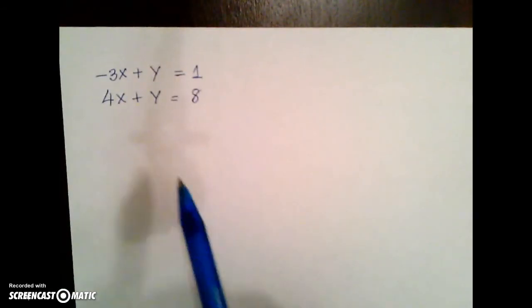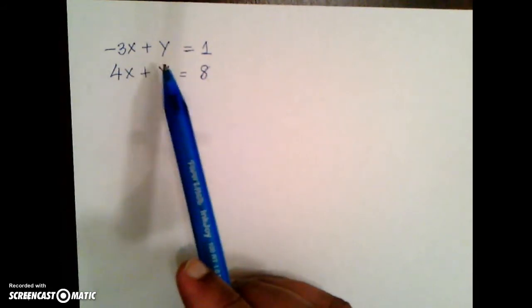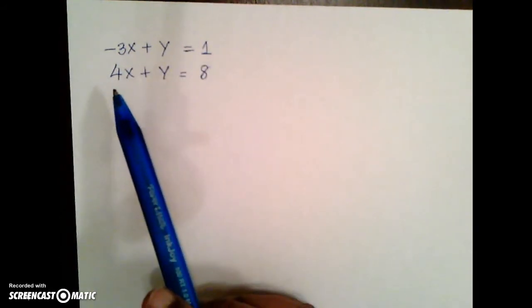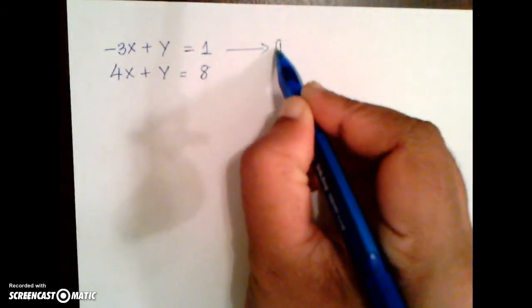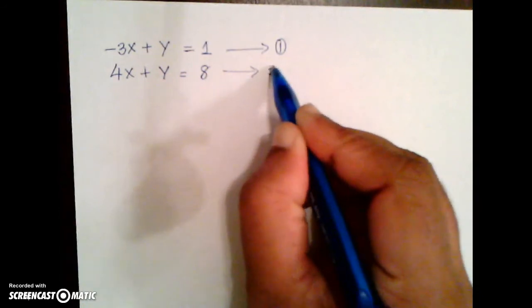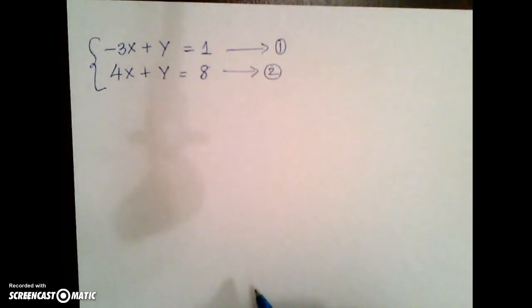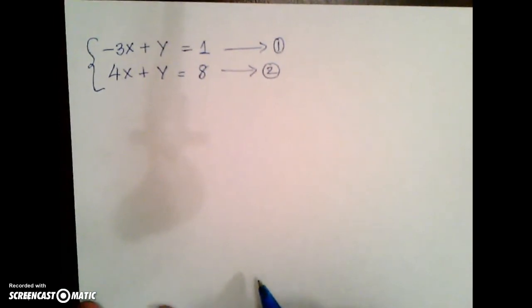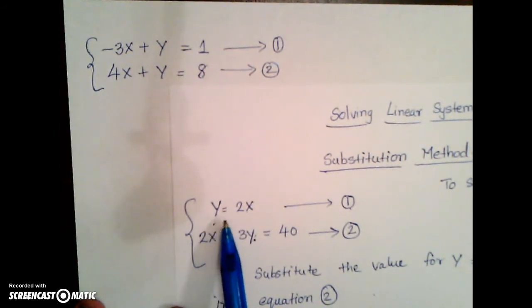Let's take a look at this one. I have these two equations, negative 3x plus y equal to 1, 4x plus y equal to 8. This is equation number 1 and this is equation number 2. Both together form a system of linear equations. So as we look at our previous problem, one of the equations already told me what y was. Y was equal to 2x. It already told me that.